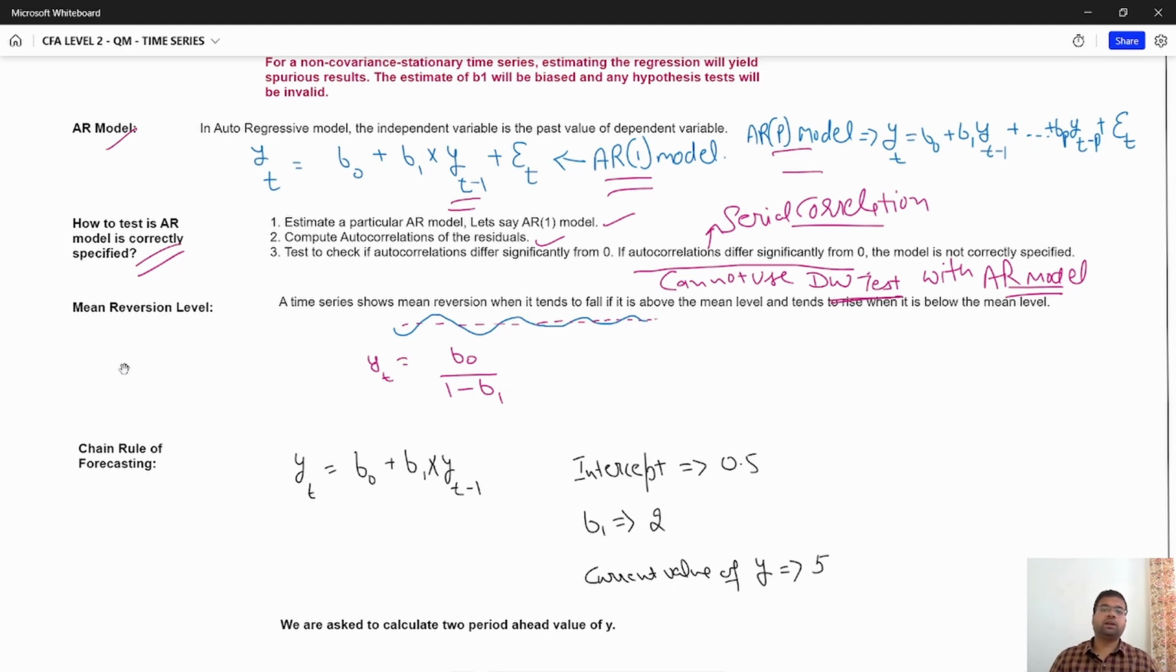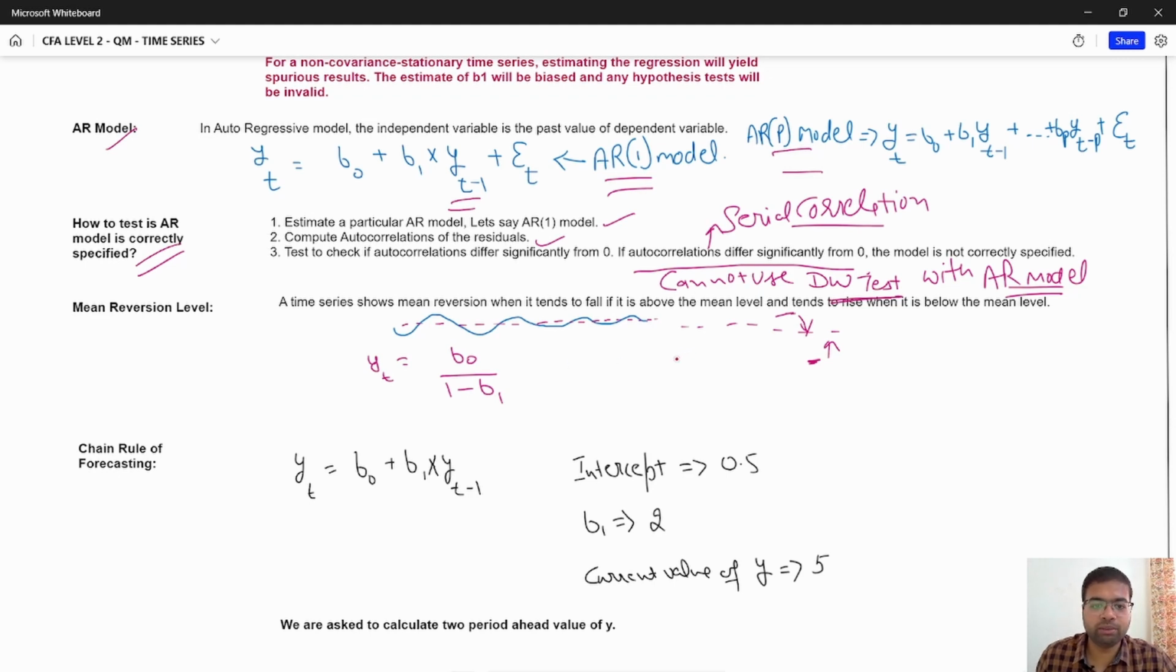Now let's discuss the mean reversion level. A time series shows mean reversion when it tends to fall if it is above the mean. Let's say this is the mean of the time series. If the value lies here, the next value will tend to fall, and if the value in the previous period was here, the value will tend to rise to the mean level. So the value is fluctuating around the mean itself. That time series is said to show mean reversion.